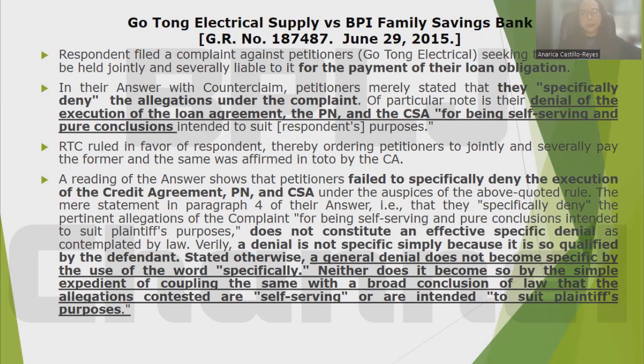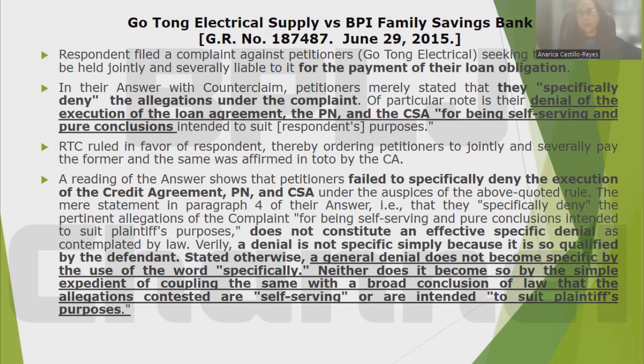A reading of the answer shows that the petitioners failed to specifically deny the execution of the credit agreement, promissory note, and CSA. It does not constitute an effective specific denial. A denial is not specific simply because it is qualified by the use of the word specifically. Neither does it become so by the simple expedient of coupling the same with a broad conclusion of law that the allegations contested are self-serving or intended to suit plaintiff's purposes.